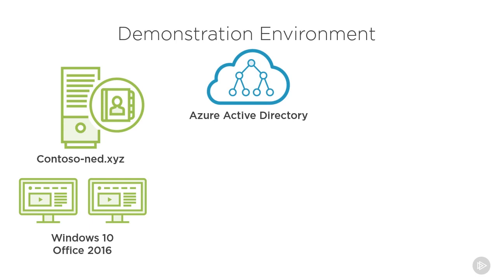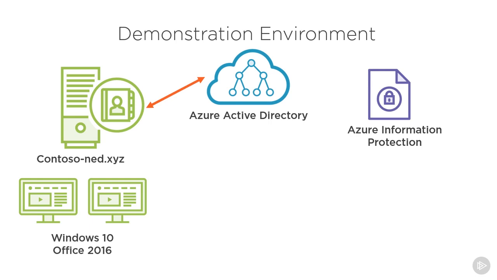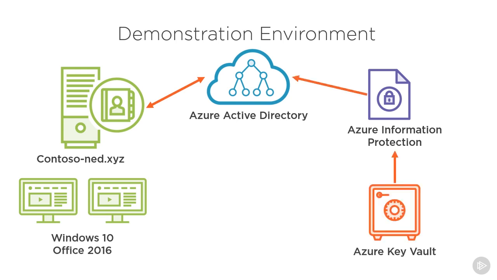Additionally, I've set up an Azure Active Directory tenant, and as you can imagine, I've set up Azure AD Connect to synchronize the local Active Directory with Azure Active Directory, and I've registered that domain publicly. Azure Information Protection is enabled on that Azure Active Directory tenant, so it's using that tenant to provide that service. I've also provisioned an Azure Key Vault that I'm going to use to store a master key in a bring your own key type scenario.